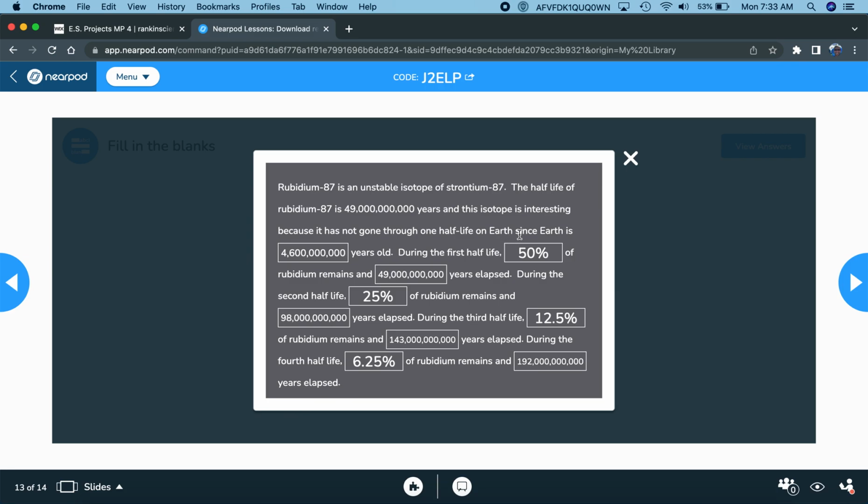half-life on Earth, since Earth is 4.6 billion years, which is 4,600,000,000. So that's how long it takes one half-life of rubidium-87 to decay. So it has not gone through one half-life, right? It has gone through less than one half-life right now.